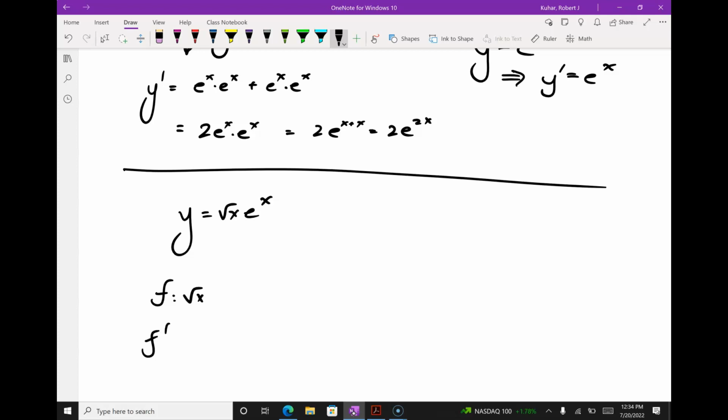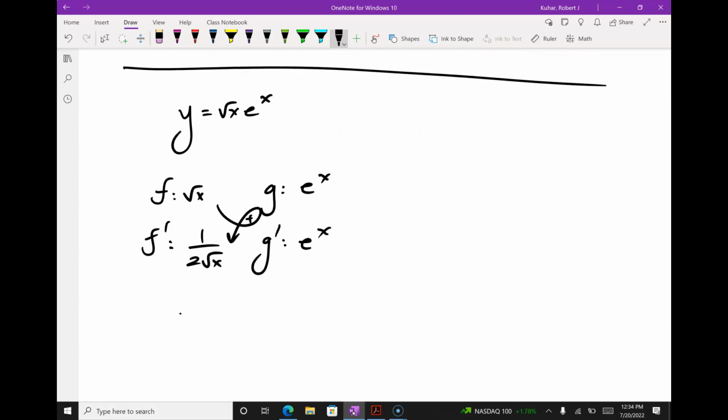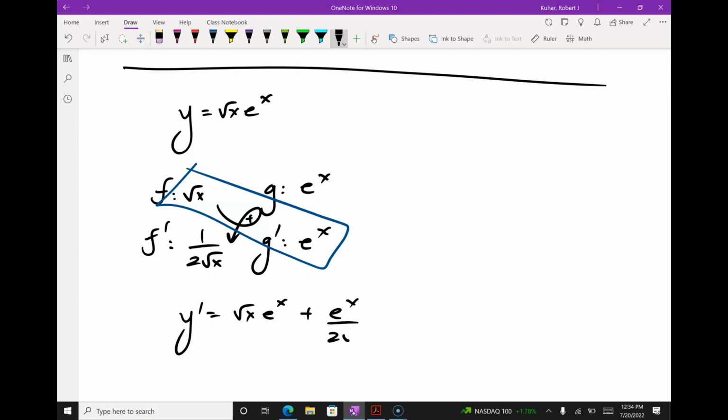What's the derivative? Yeah, 1 over 2 square roots of x, right? Second function is e to the x. What's the derivative? Yep. Product. So y prime is square root of x times e to the x. Everybody see where I'm getting that? Right? Plus e to the x over 2 square roots of x.